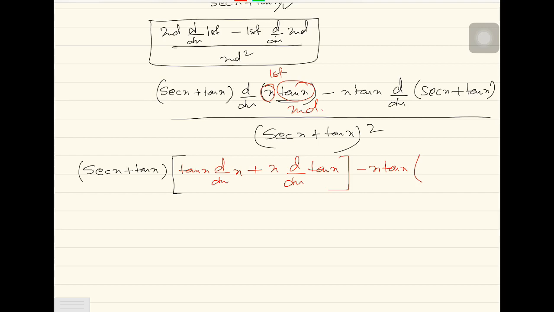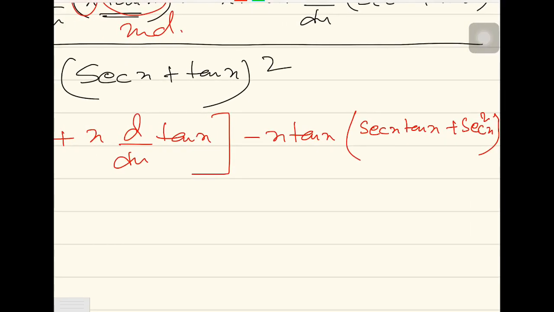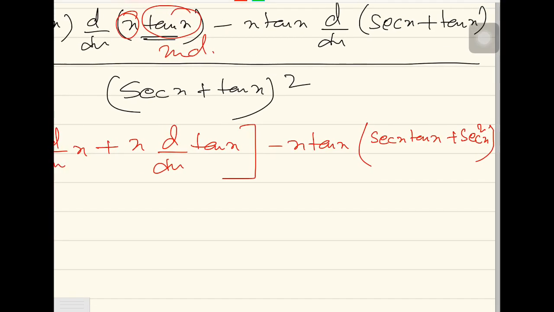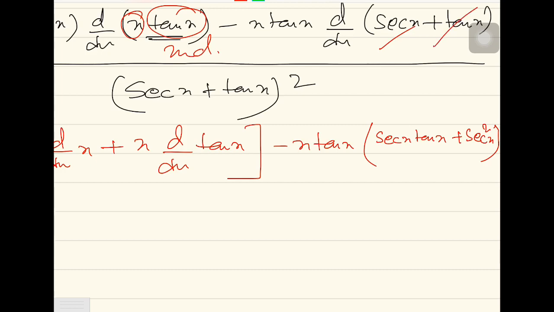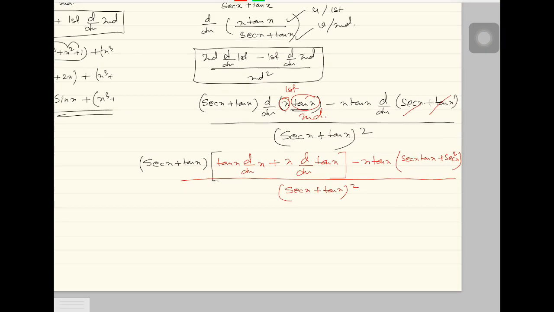What is d/dx of sec x? d/dx of sec x is sec x tan x. What is d/dx of tan x? Sec square x. So carefully look at this. I hope you've understood this. d/dx of sec x is sec x tan x. d/dx of tan x is sec square x. Where from? From the standard derivatives, correct? Whole divided by (sec x plus tan x) whole square, correct?